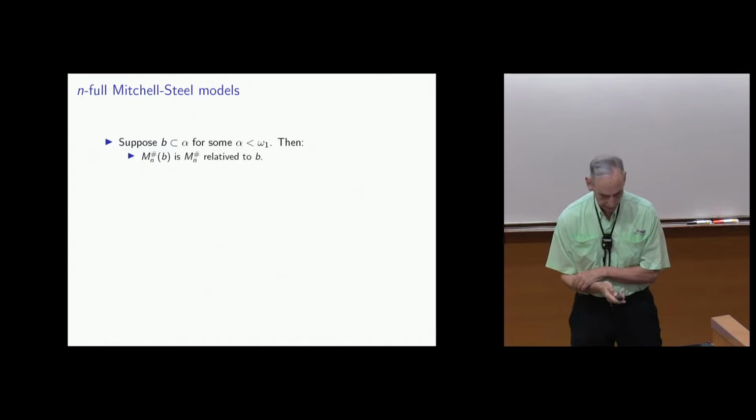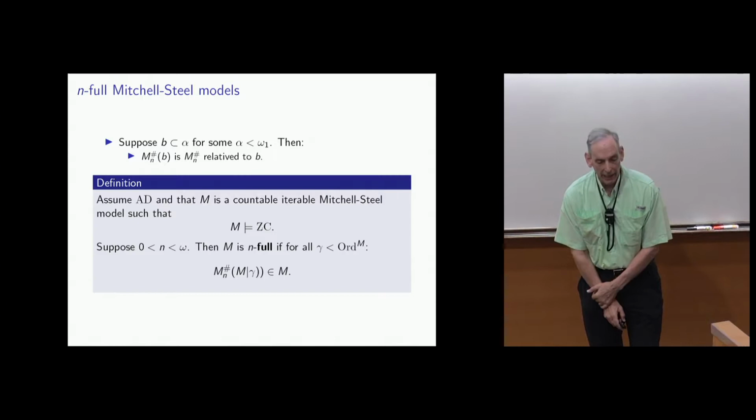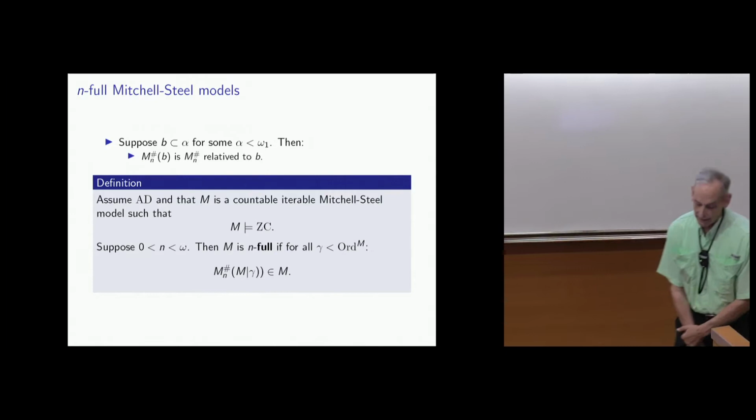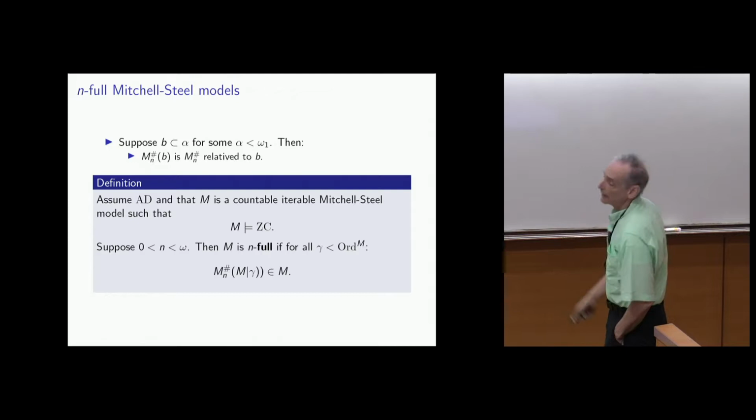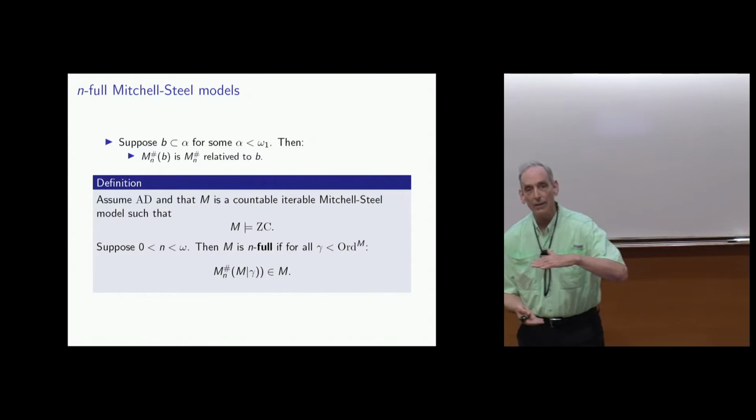Okay, so assume AD and M is a countable iterable Mitchell-Steele model such that M models Zermelo and n is less than omega. Then we'll say M is n-full if for all gamma less than the ordinals of M, Mn sharp of M restricted to gamma belongs to M. For those of you who are familiar with inner models, it's saying that for every gamma, you have Mn built over that within the model.